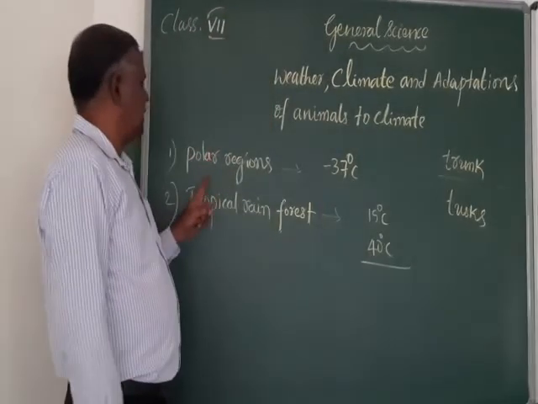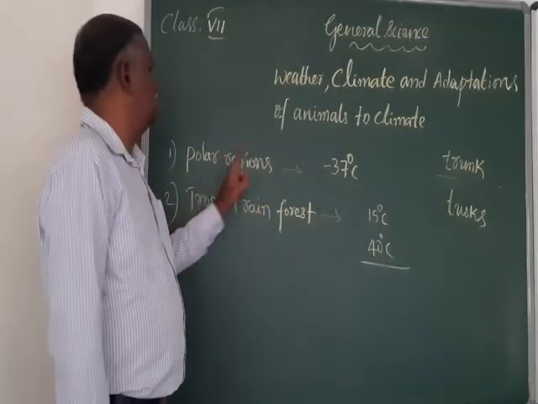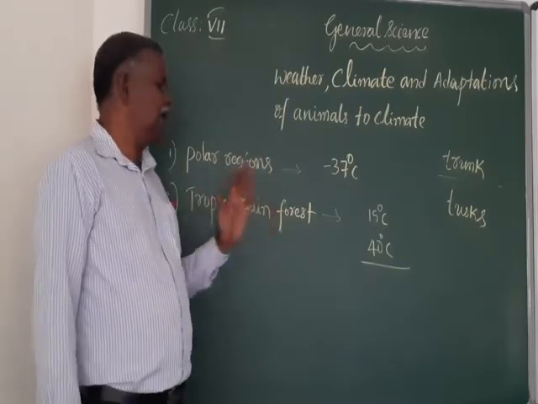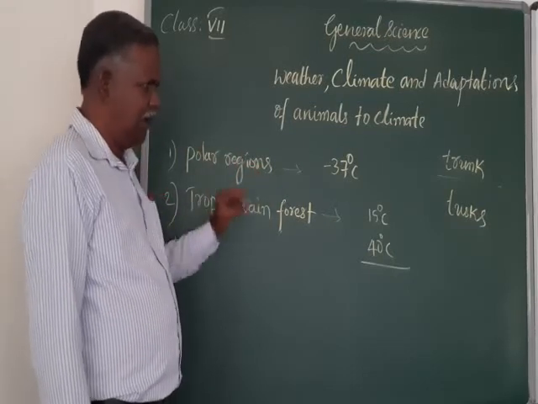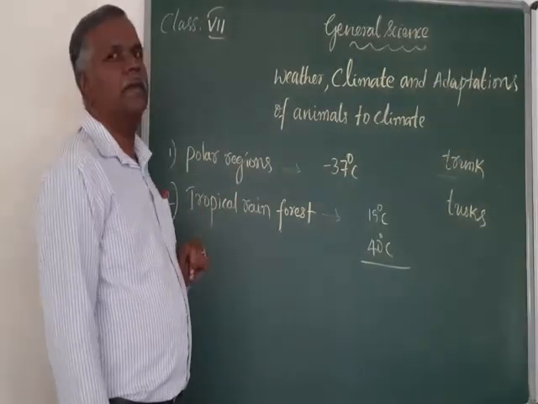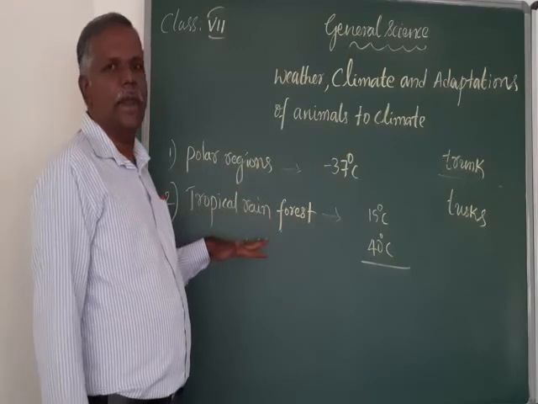So, in today's class, we have discussed polar regions, how the animals are adapted to polar regions. Second one is the tropical rainforest region, why there is always enough rain, because it comes under around the equatorial regions. So these two regions are very, very important.